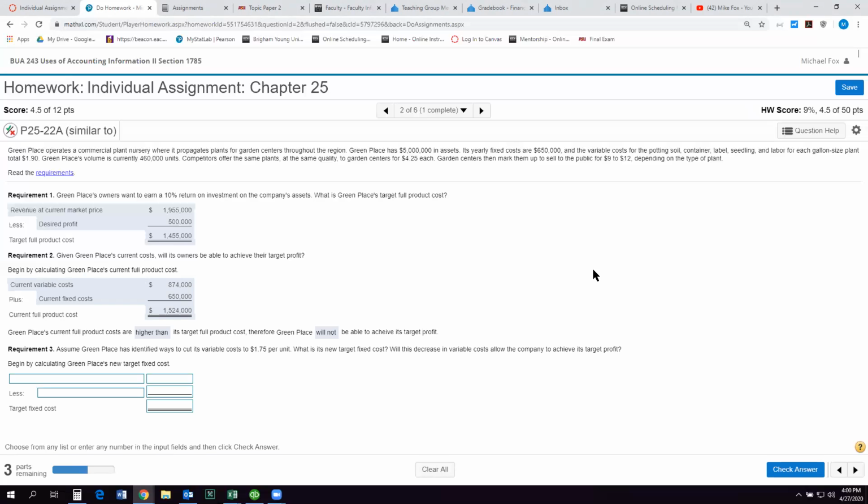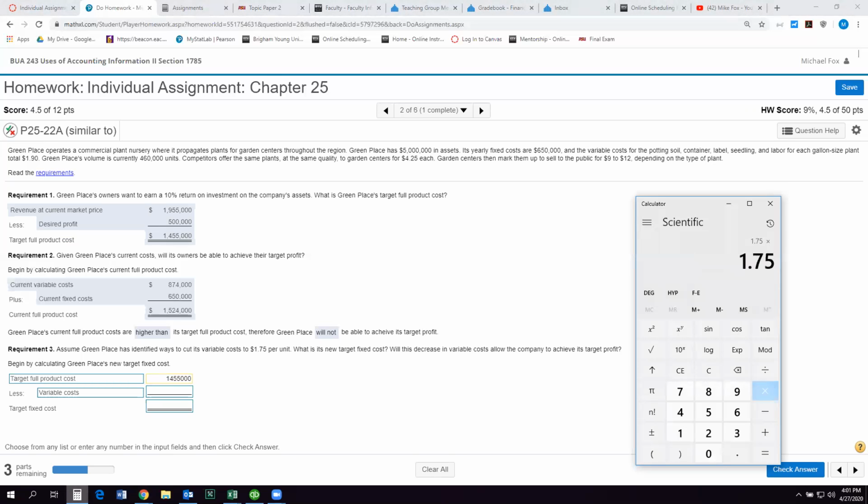Okay. So assume Green's Place has identified ways to cut its variable cost to $1.75 per unit. What is the new target fixed cost? Will this decrease in variable costs allow the company to achieve its target profit? So same idea, right? We're going to have our target full cost minus our variable costs, and it's going to give us this new target fixed cost. Our target full product cost is the one we found up here, 1,455,000. And now our variable cost will be $1.75 per unit times 460,000, or 805,000.